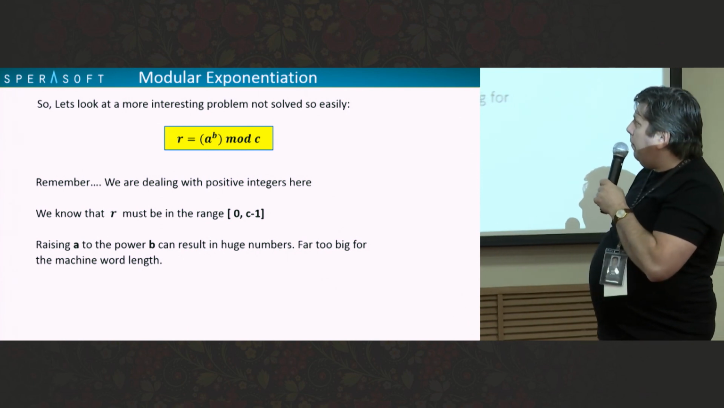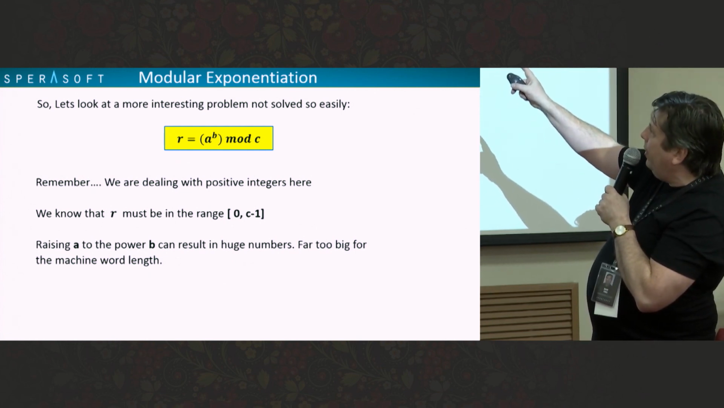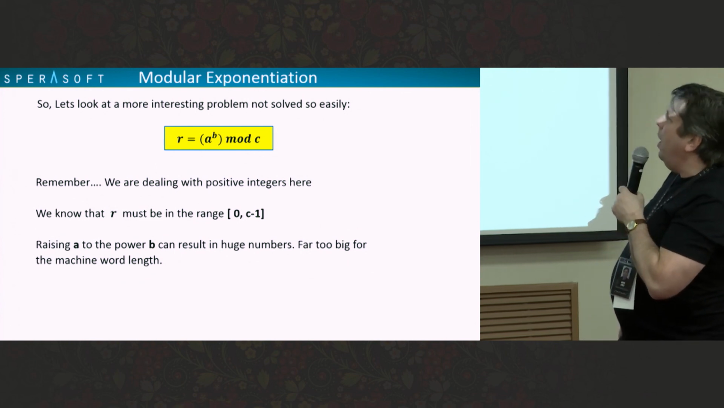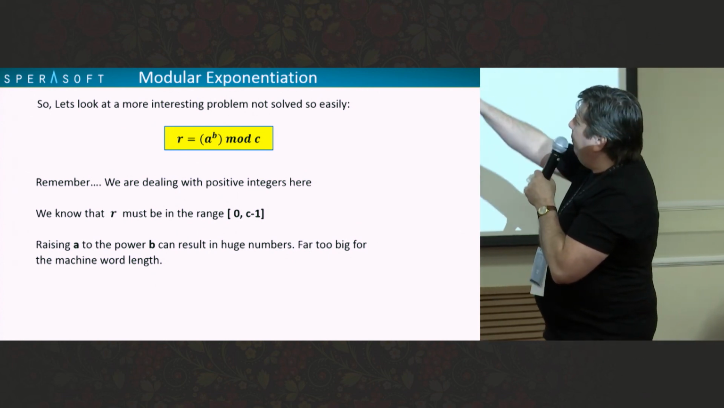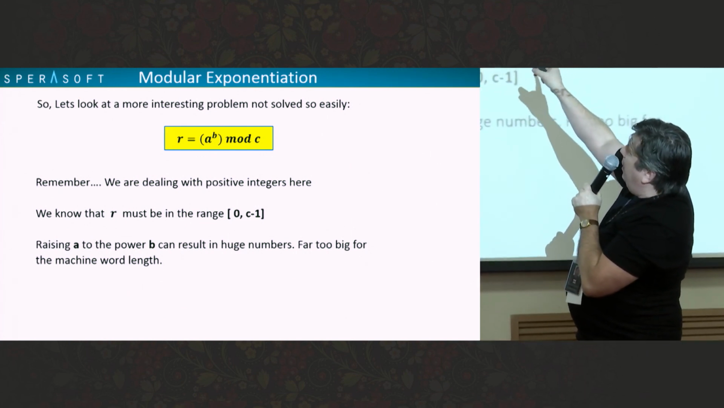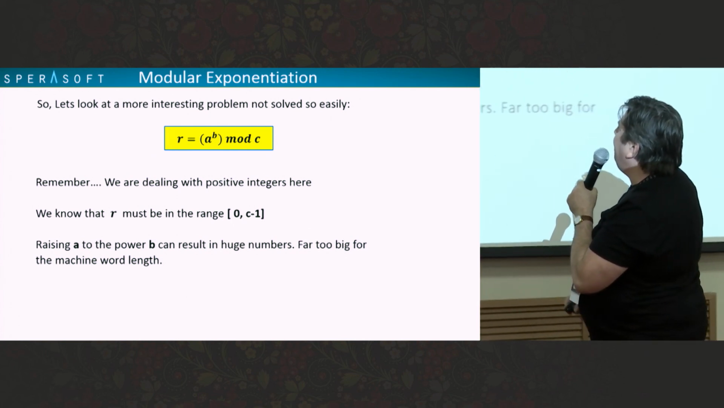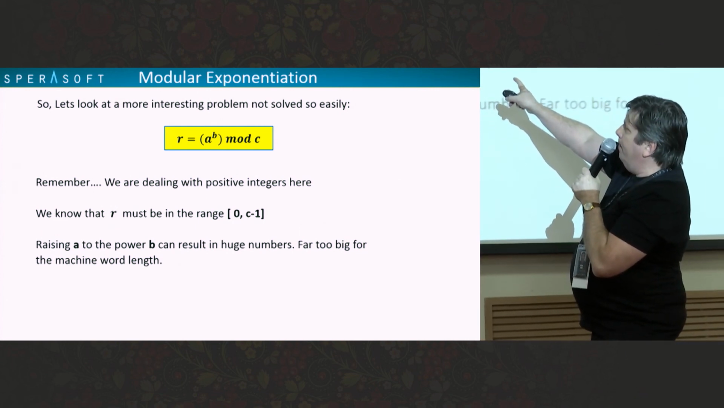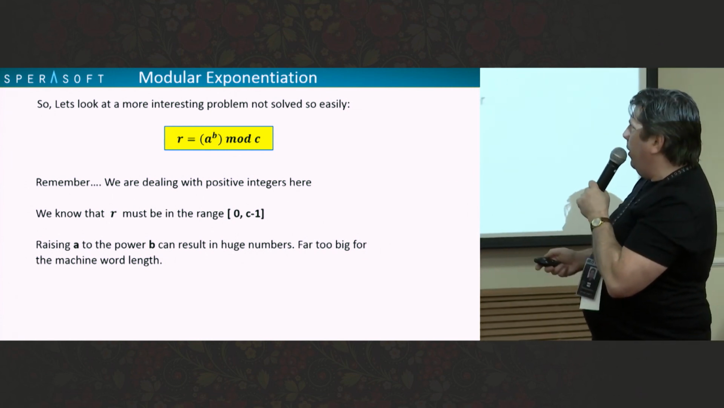And this kind of function is also applicable to certain other areas and certain other kinds of computing as well. So if we just look at this problem here, we have the modular exponentiation problem, a to the power of b mod c, and we'll restrict ourselves just to positive integers here. We know that the result must be within the interval 0 to c minus 1, but the intermediate result, a to the power of b, may be absolutely massive.